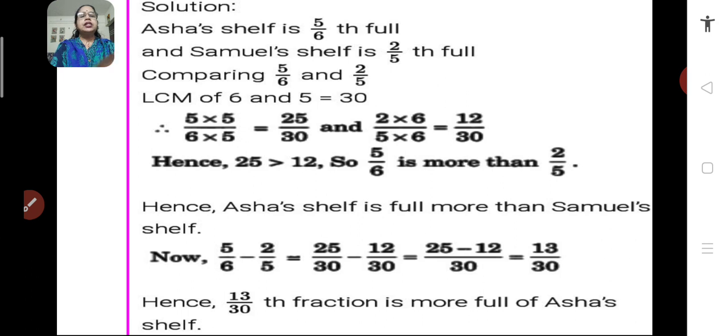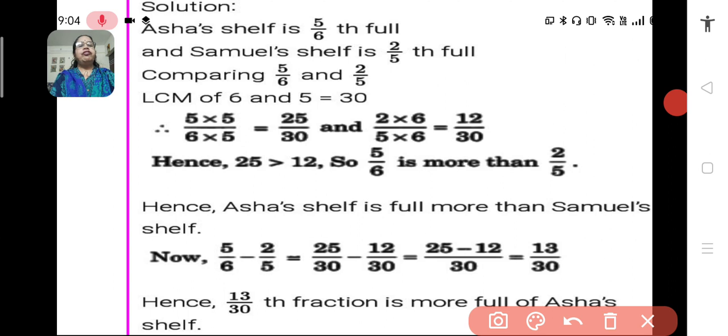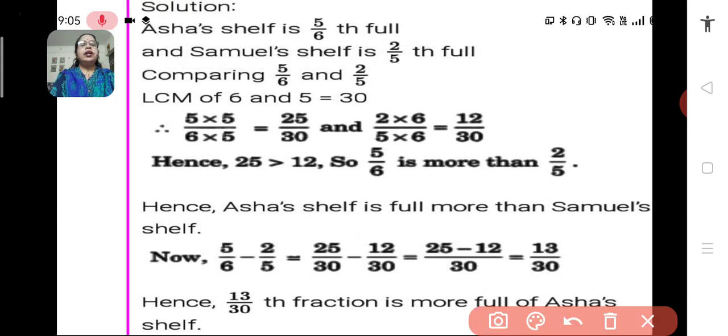So, Asha's shelf is full by what fraction? 5 upon 6, and Samuel's shelf is 2 upon 5 full. Now, we have to compare these fractions. How do we compare them? We find the LCM, change them into like fractions, and then we can compare them. So, what will be the LCM of 6 and 5? It will be 30, isn't it?